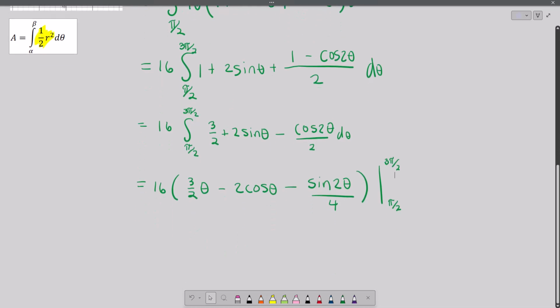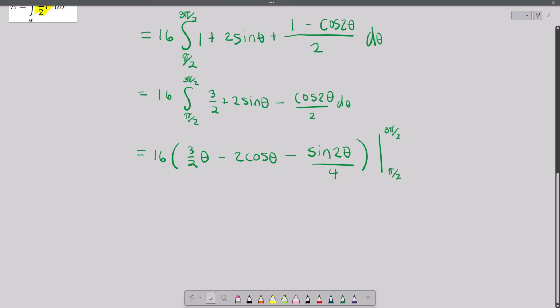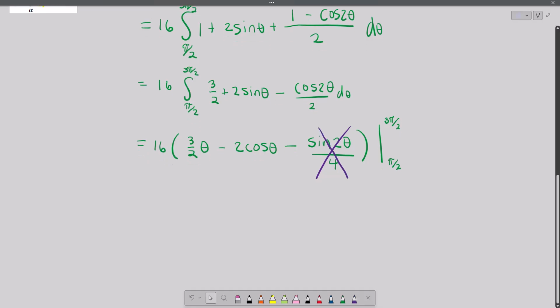So let's notice that when we do our substitution here with our limits of integration, notice this term here at the end. If we plug in pi over 2, we get sine of pi, which is 0. If we plug in 3 pi over 2, we get sine of 3 pi, which is also 0. So this term is not going to contribute any area. That term is going to be 0.